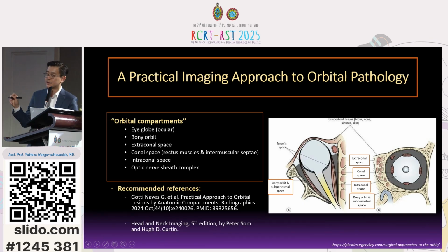If you're an old-fashioned student like me, I like to review textbooks sometimes. I still use this as our head and neck radiology standard textbook, written by Dr. Som and Dr.